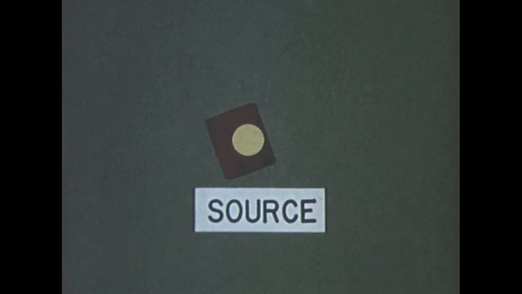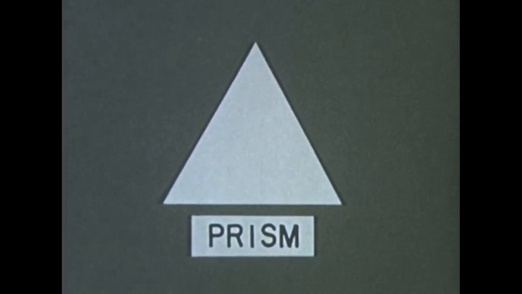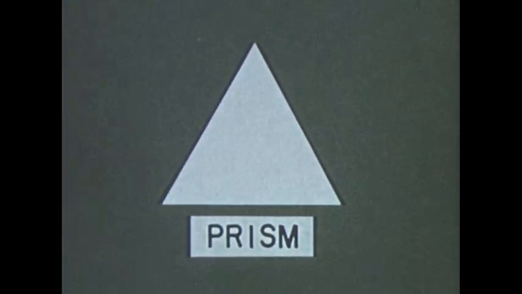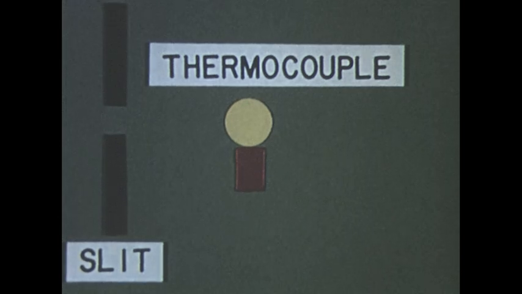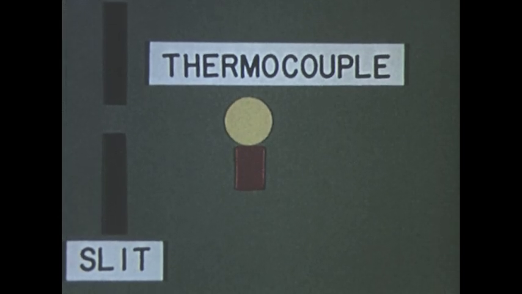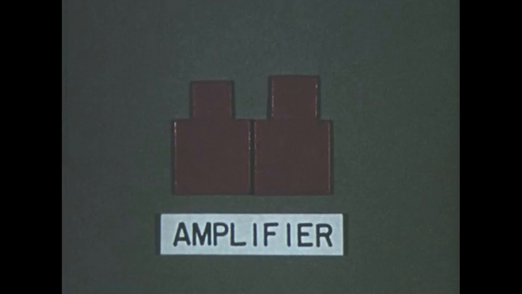An infrared spectrometer consists of a source of infrared rays, a salt prism, a slit, a thermocouple, an amplifier, and a recorder.